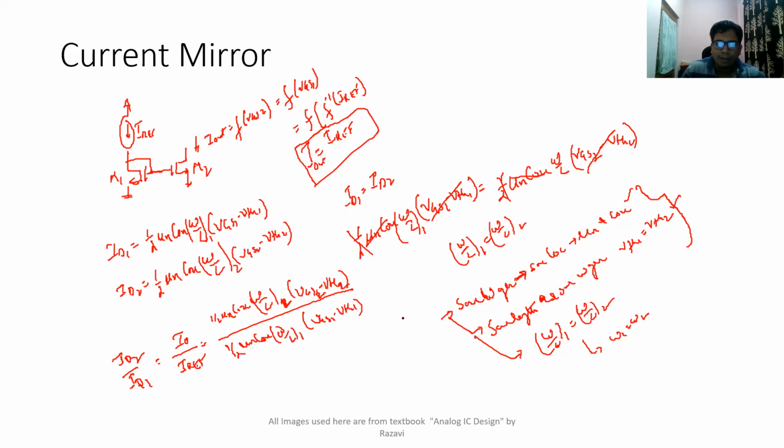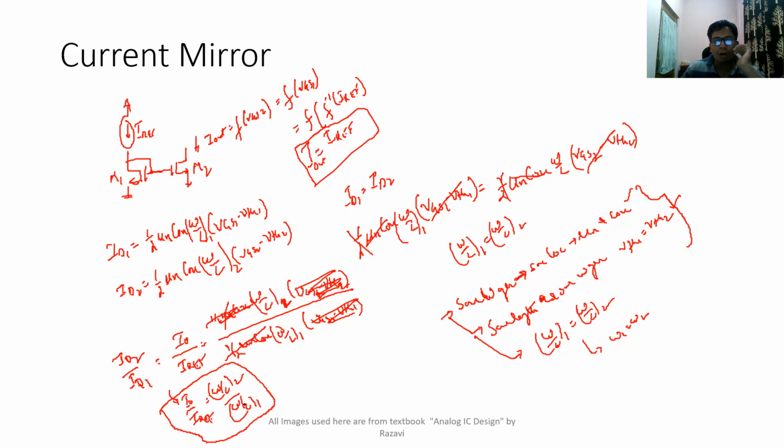Again, if you satisfy all the three conditions, that they are on the same wafer, almost close to each other, and of the same length, then you can cancel out all those things. All these things get cancelled out, and you will only get I out by I reference equal to W by L of the second transistor by W by L of the first transistor. So the ratio of current depends on the width. This is the property under your control. The remaining things you cannot control because they are fabrication dependent.